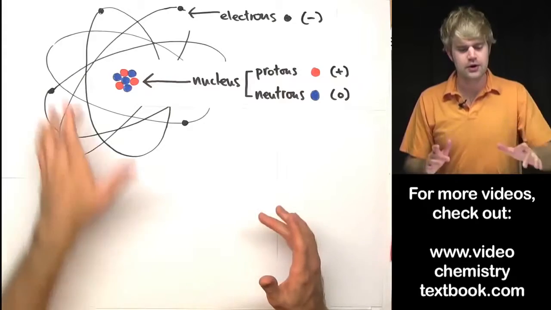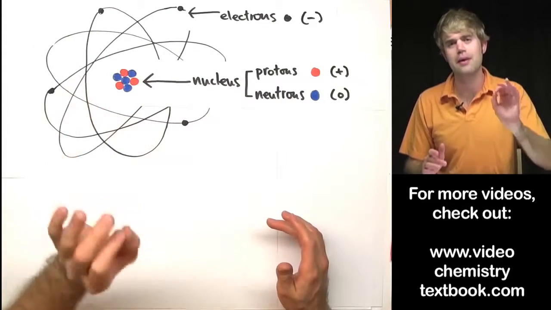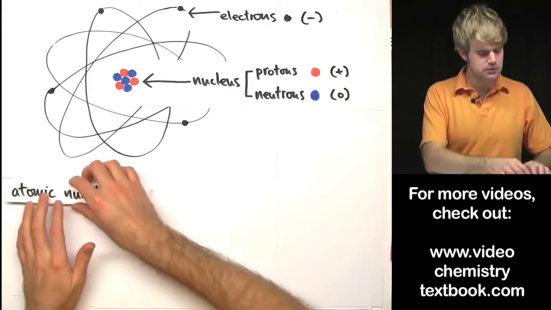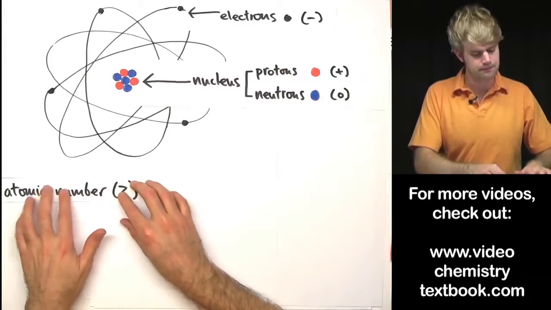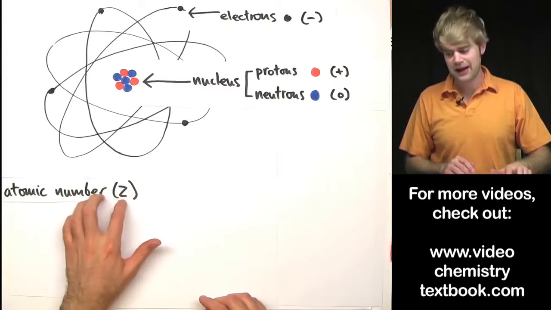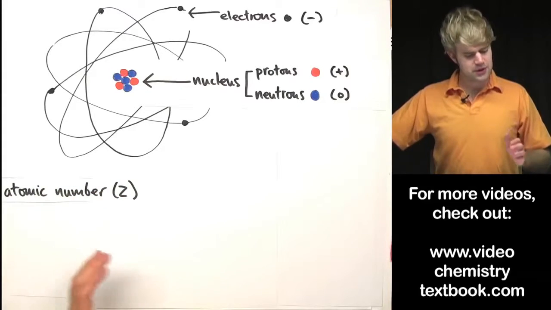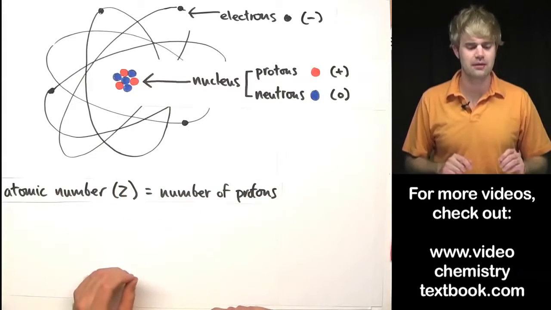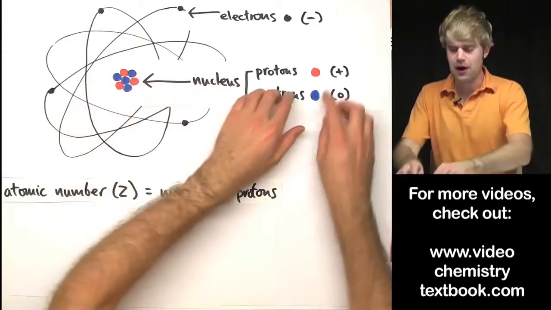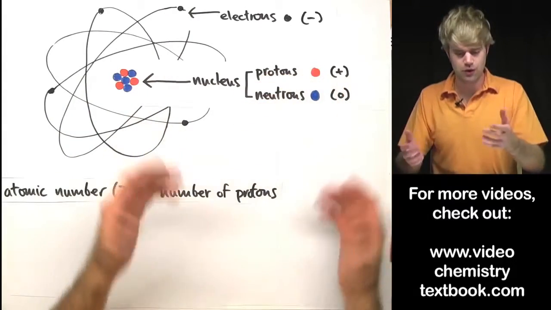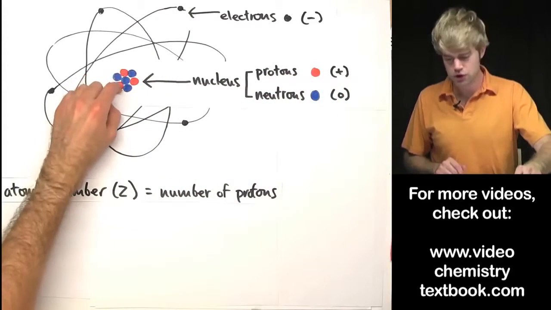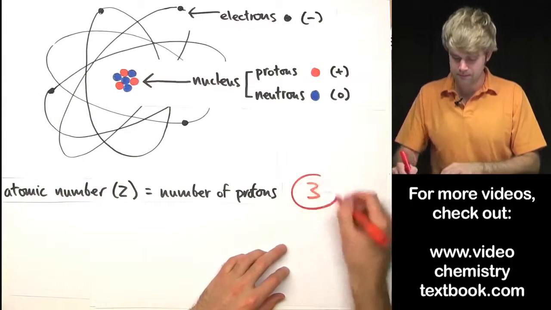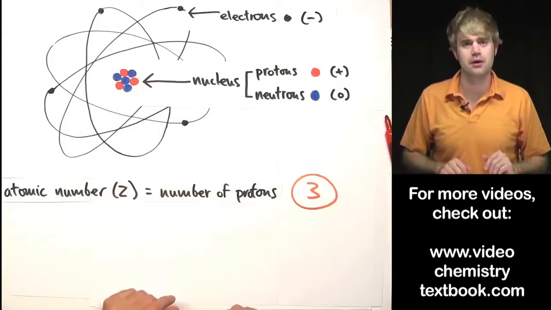Just like that, there are characteristics we can use to describe atoms. The first of these characteristics, and maybe the most important, is the atomic number. The atomic number is often abbreviated by a capital letter Z. What the atomic number is, it's the number of protons in the nucleus of an atom. In my diagram here, I'm using these red circles to represent protons. So I have 1, 2, 3 protons in this atom. So the atomic number is going to be 3 for this atom here.